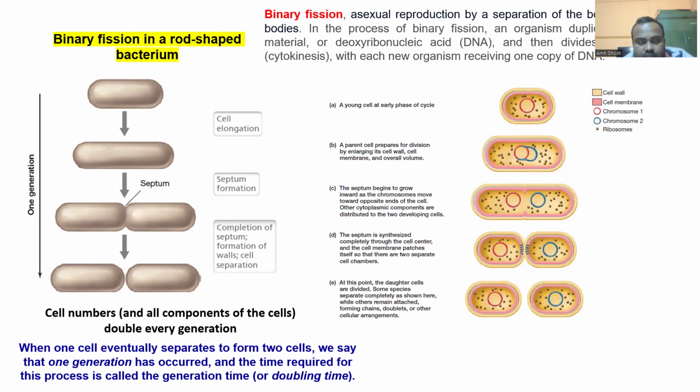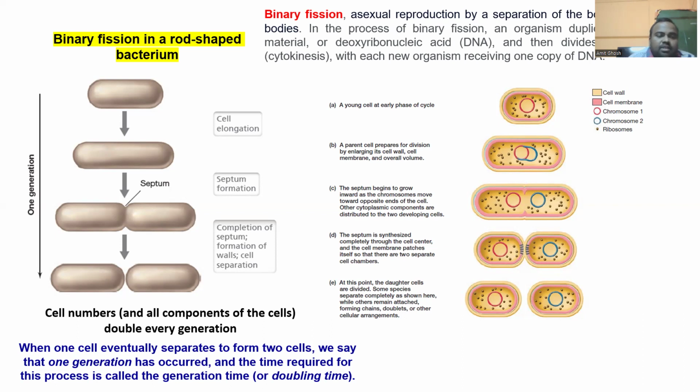So how the microbes actually grow, what is the mechanism, we will discuss, followed by binary fission. Binary fission is an asexual reproduction by a separation of the body into two new bodies. In the process of binary fission, an organism duplicates its genetic material, or deoxyribonucleic acid, and then divides into two parts. It's called cytokinesis, with each of the new organisms receiving one copy of DNA. And this is all about binary fission, by which a bacterium can double.